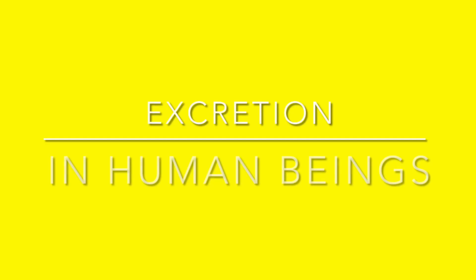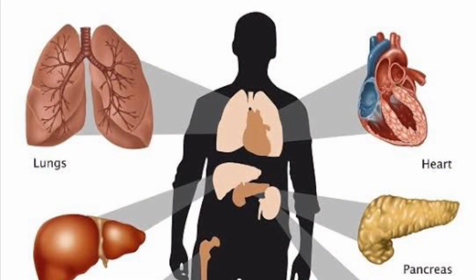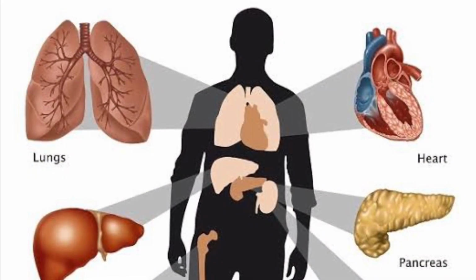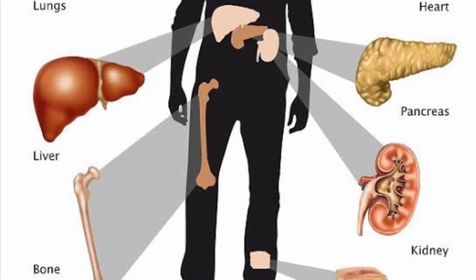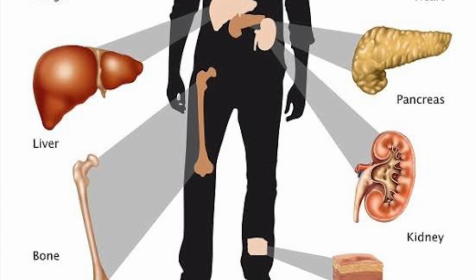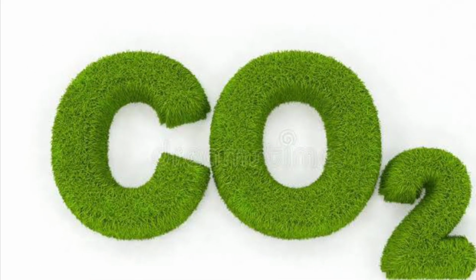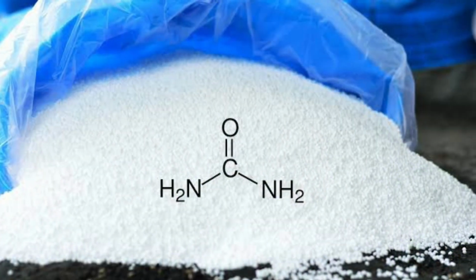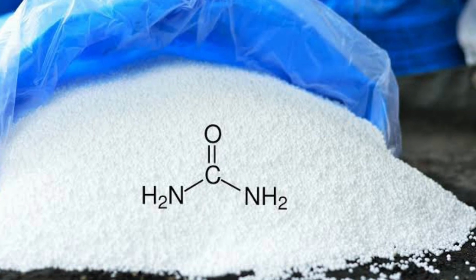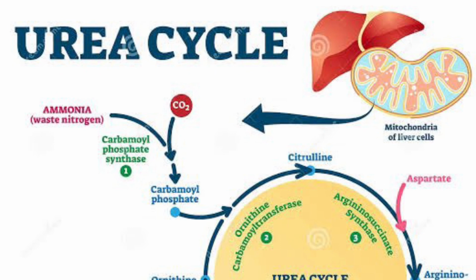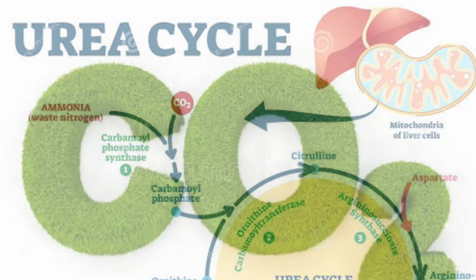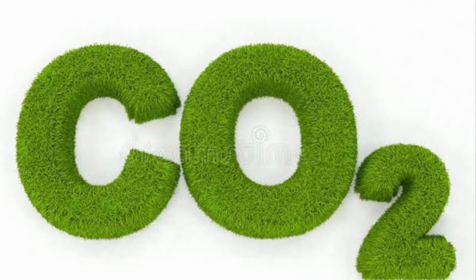Now, let's discuss excretion in human beings. The human body has specialized organs for the removal of waste products from our body. These organs include lungs and kidneys. The major waste products produced by humans are carbon dioxide, urea, and undigested food particles. The decomposition of unused protein in the liver results in the production of urea, and oxidation of food results in the production of carbon dioxide.